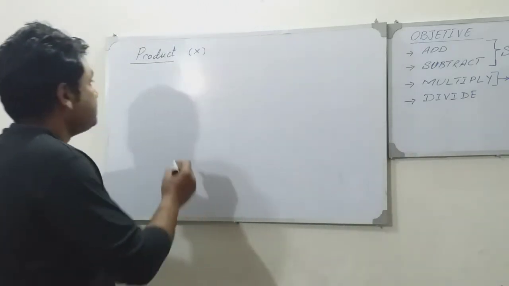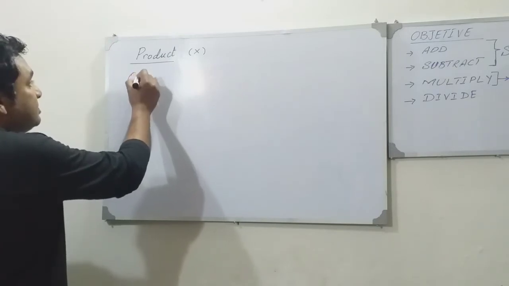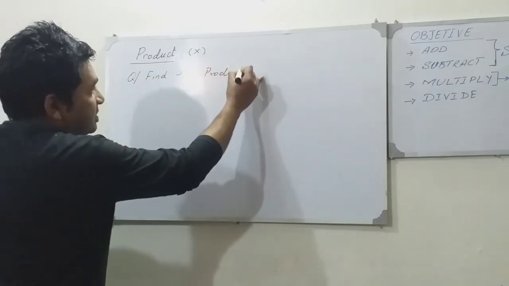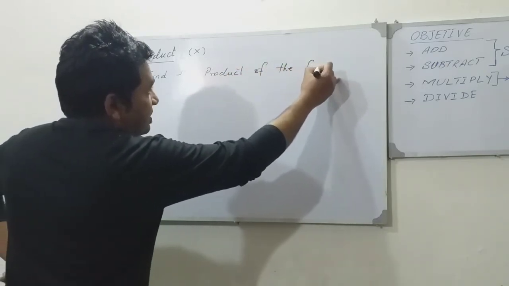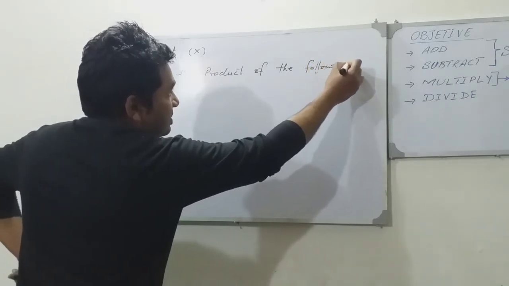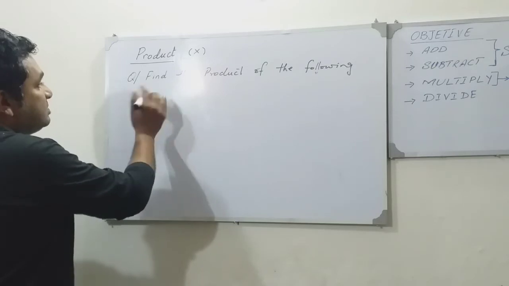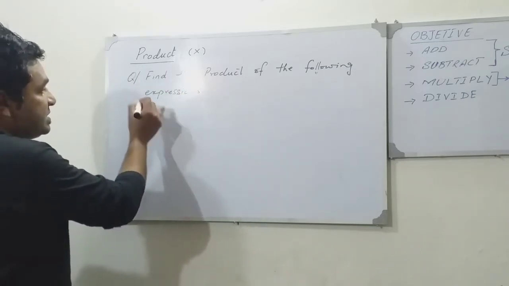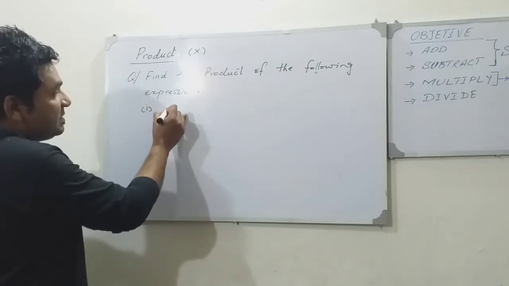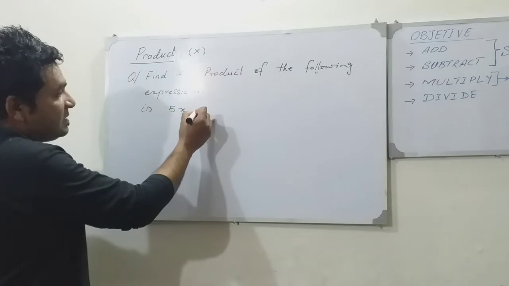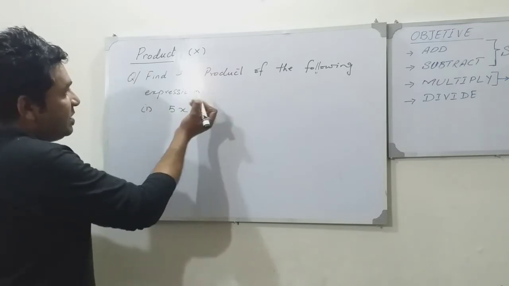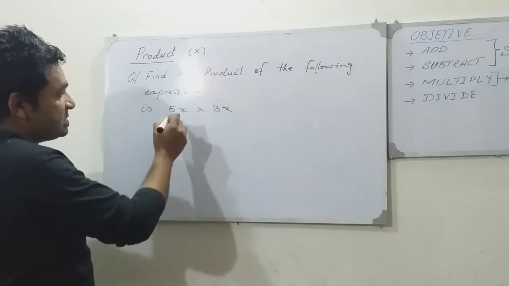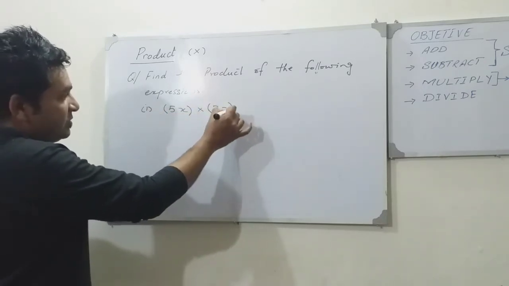So now I give you examples. Find the product of the following expressions. For example, the first expression is 5x multiplied by 3x. Suppose we are multiplying 5x by 3x.